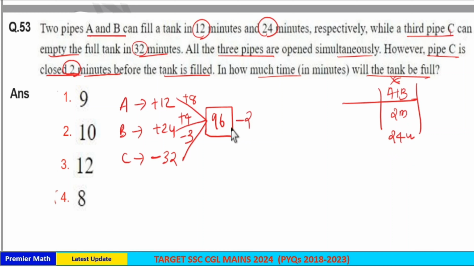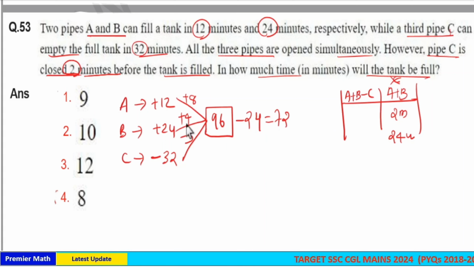So remaining capacity is 96 minus 24. 6 minus 4 is 2, 9 minus 2 is 7, 72 unit. So the 72 unit is filled while all these 3 are opened. That is, when all these 3 pipes are opened, 72 unit is filled. So in 1 minute, 8 plus 4, 12, 12 minus 3, 9 unit is filled by A, B and C.